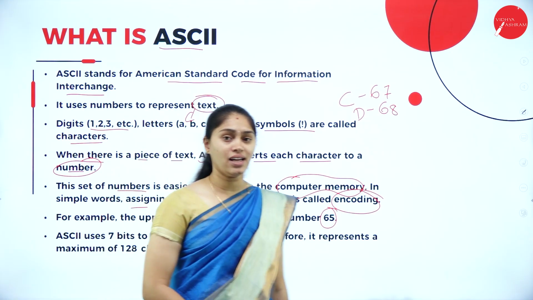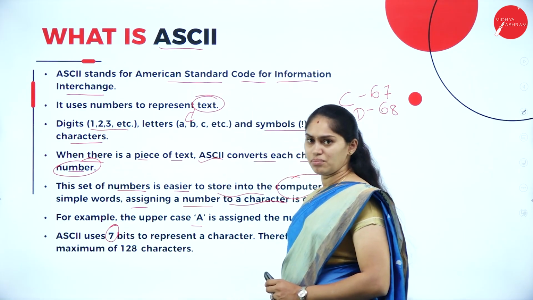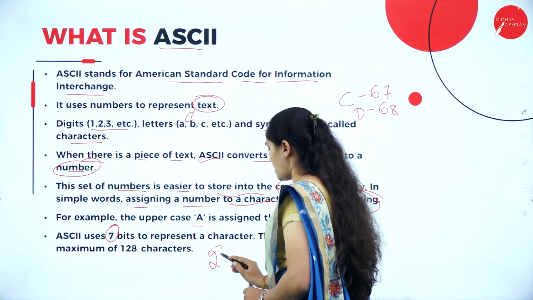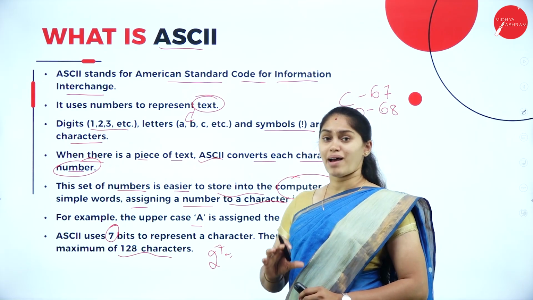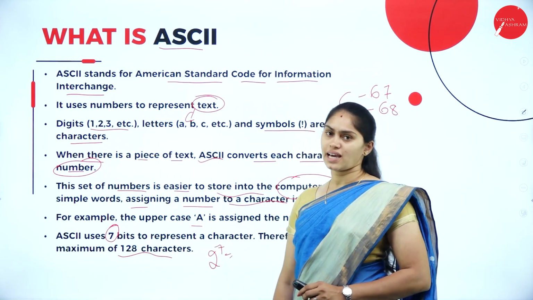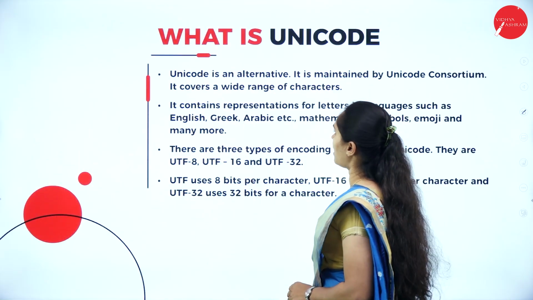Okay, and mainly this ASCII code is represented by making use of 7 bits. Then it becomes 2 power 7. So if it is 2 power 7, then it is able to represent a maximum of 128 characters. Okay, that's all regarding ASCII codes. Next we have the last one.